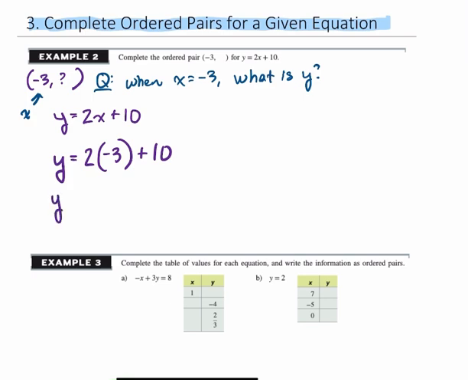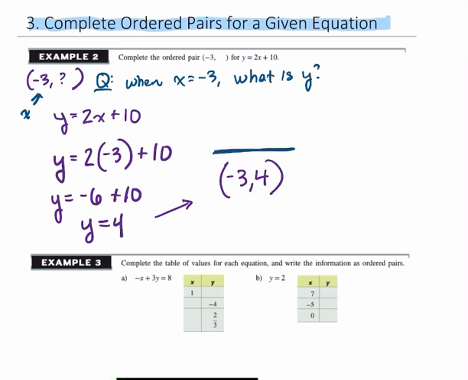So let's just simplify the right side. Now we just have a single variable. So 2 times negative 3 is negative 6. So negative 6 plus 10, you can view that as 10 minus 6. So that will give us positive 4. So it's saying when x equals negative 3, y equals positive 4. So that will give us the point negative 3 comma 4. So if you're given just one value, they might give you x or they might give you y. Just plug it in and then solve for the remaining unknown variable.